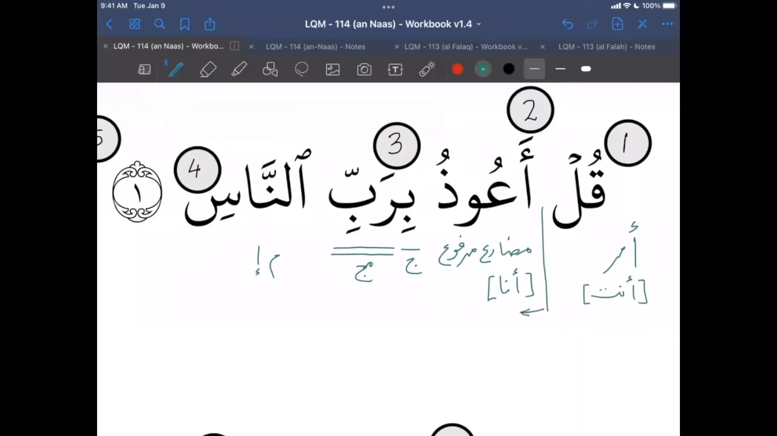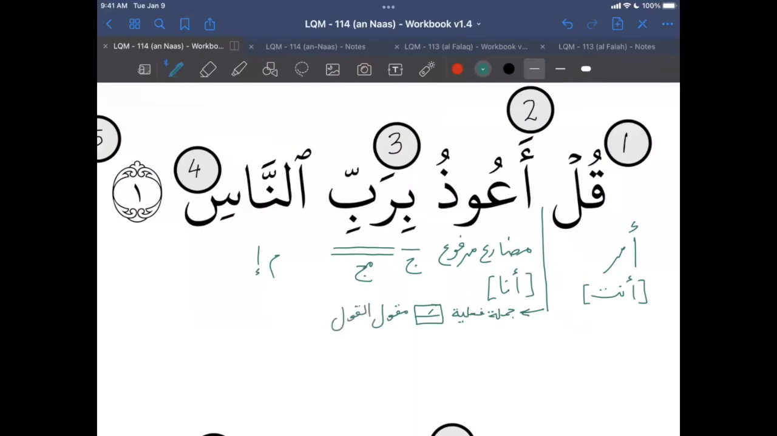So this is the typical analysis that is done for any sentence which has a qala or any of the derived forms of qala, whether it's madi, mudari, or amr. What is said is basically a jumla. In this case, it's a jumla fi'liya because a'udhu is fi'l. Jumla fi'liya fi mahalli nasbin maqulul qawl.